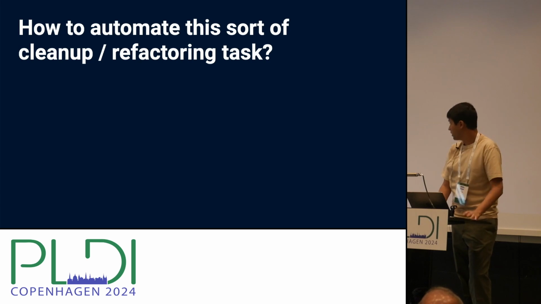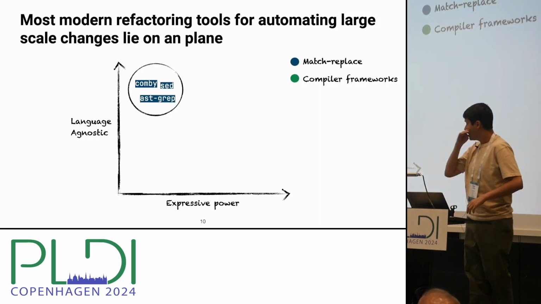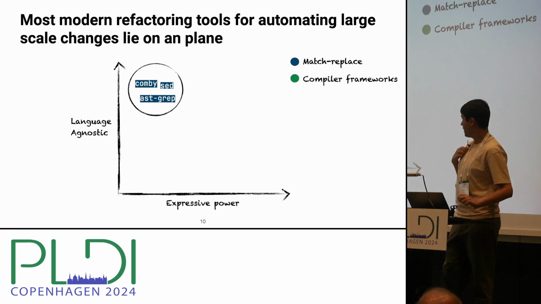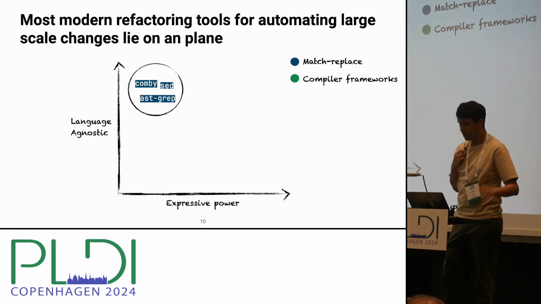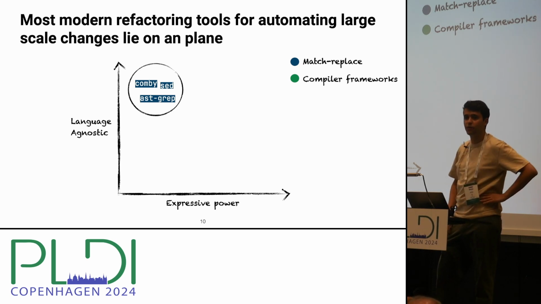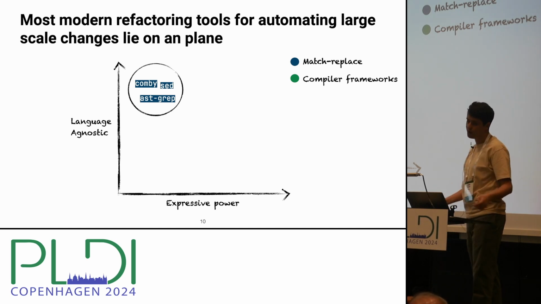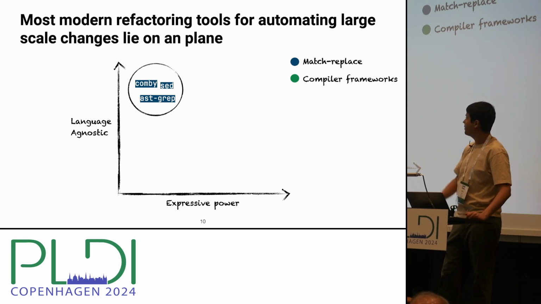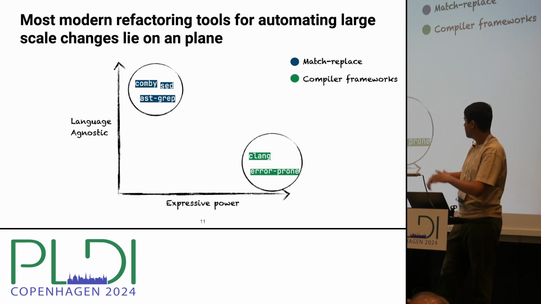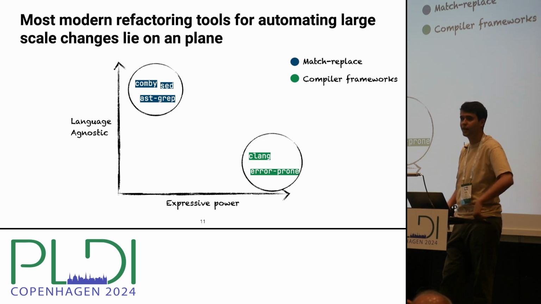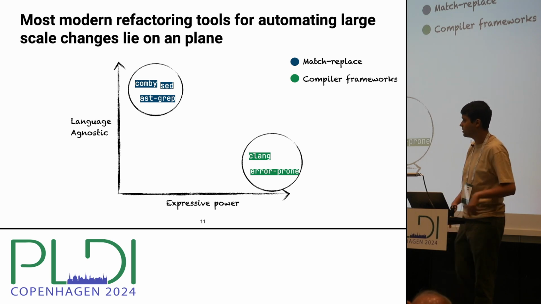Okay. Cool. So how can we automate this sort of cleanup task? We looked into multiple solutions, and most modern code transformation tools and tool sets can be placed on this plane of language specificity and expressive power. At one end, we have match-replace languages for code transformation. They're language agnostic and very easy to use, but they have very limited expressive power. On the other end, you have very powerful compiler frameworks that allow you to rewrite and transform code using extensive APIs based on semantic information and so on.